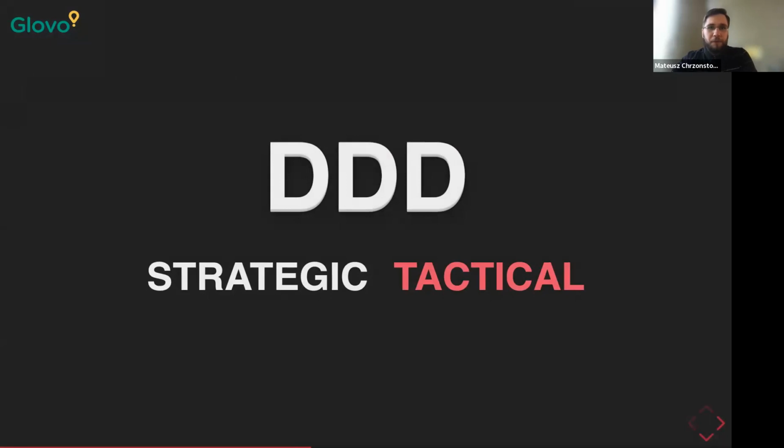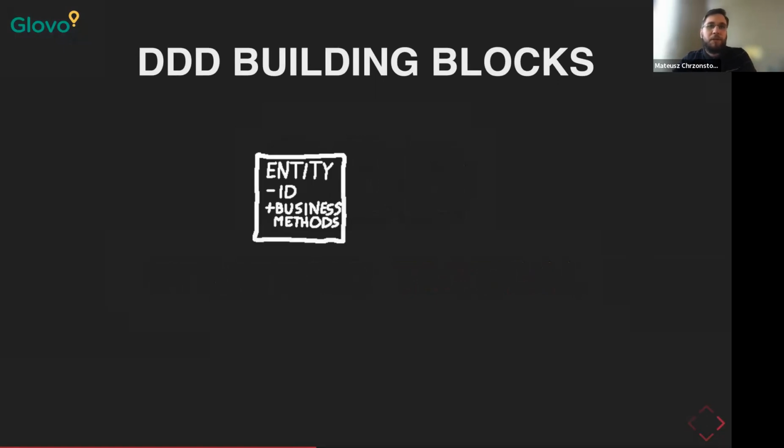Then we can move toward tactical domain-driven design, and here I would like to provide you the building blocks of DDD and the important information regarding each building block. So the main one, I would say, is the entity, which contains an identifier, which is a business identifier. For a person, it would be a personal number, some kind of this. For a credit card, it would be the card number, for instance.